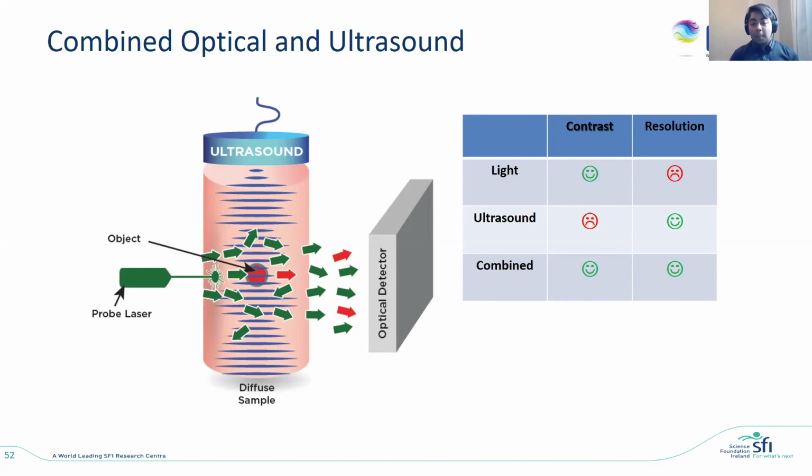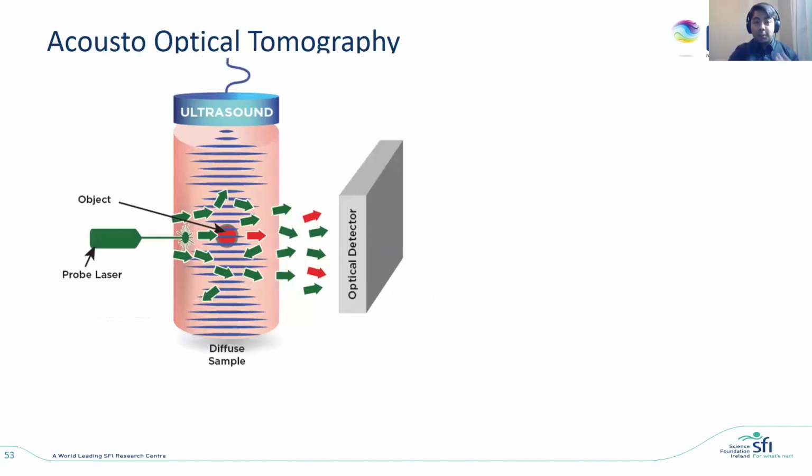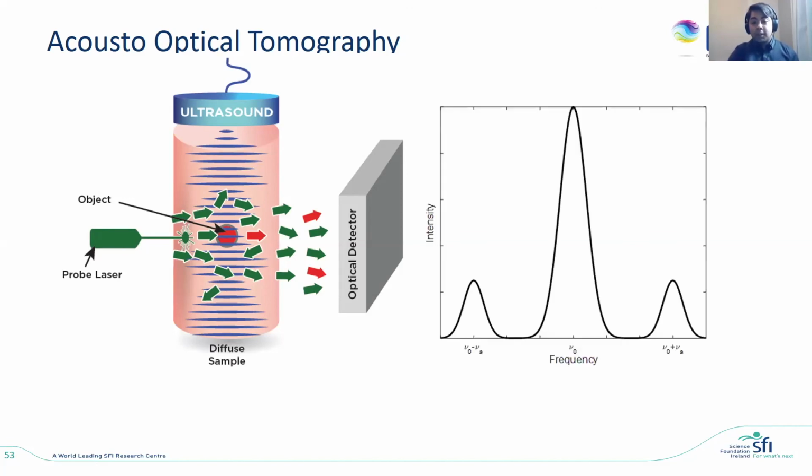Since light cannot penetrate very deep into tissue, and ultrasound can, it's possible to combine light and ultrasound to achieve both contrast and resolution. One example of this is acousto-optic tomography. In this case, a laser is used to illuminate the same point where the ultrasound is focused. And at the ultrasound focus, a frequency shift may happen.